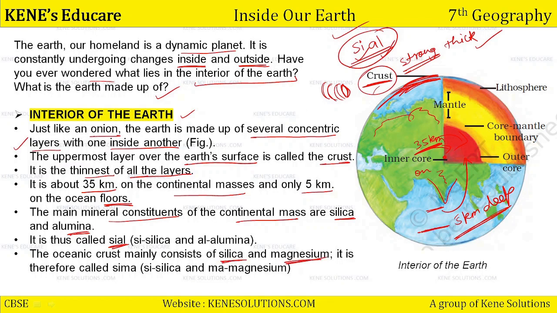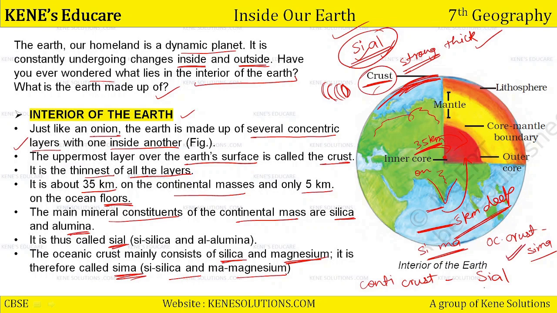The oceanic crust mainly consists of silica and magnesium. But ये जो oceanic crust है, ocean वाला crust, it is made up of silica and magnesium. That is why it is known as SEMA. Silica and magnesium. So, if I will ask you, the continental crust is made up of, you will say Sial. And if I will ask, oceanic crust is made up of, you will say SEMA. Repeat with me. Continental crust is made up of Sial and oceanic crust is made up of SEMA. Sial means silica and alumina, and SEMA means silica and magnesium.